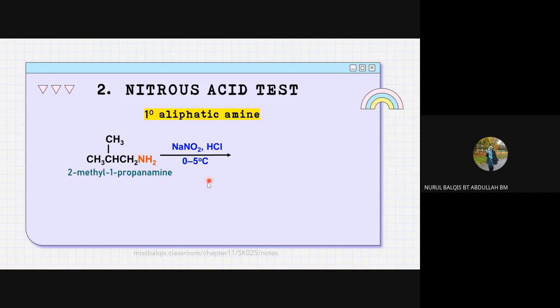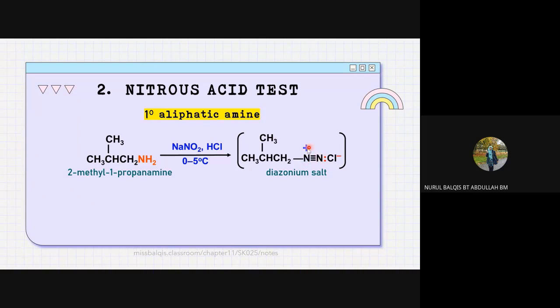Undergo nitrous acid test, okay? Undergo nitrous acid test, you will form this diazonium salt. Okay, so tengok. The carbon chain remain 1 2 3 4. What happened here is you initially you got NH2. Kita akan removekan H2 tu. Dan kita akan masukkan nitrogen. Nitrogen from this end. Okay. So bila kita masukkan nitrogen, kita akan dapat this N triple bond N.